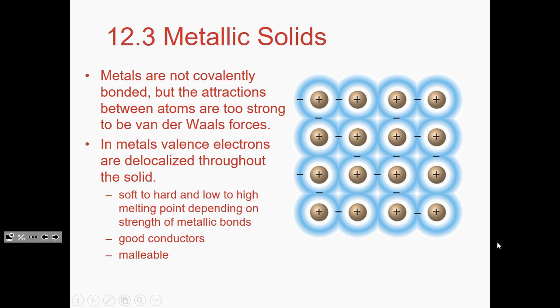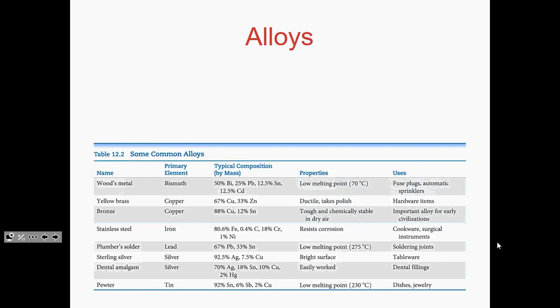So what holds it together is an electrostatic attraction between the cations and the moving electrons, which makes it a mobile or moving type of bonding situation. So that makes them very, very malleable. And like I said, in general, they tend to be softer than ionic substances. But they're excellent conductors due to the delocalized nature of those valence electrons moving throughout the solid.